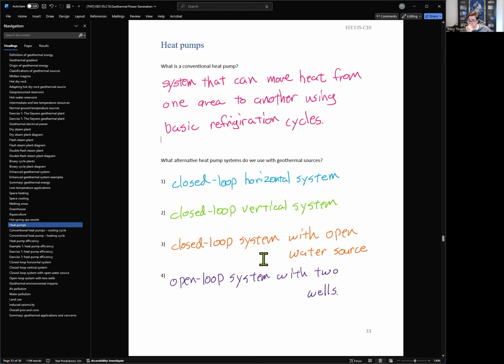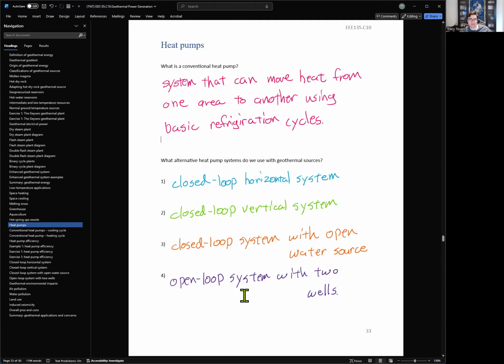Another thing you could do is have a closed loop system where the liquid in a geothermal heat pump goes to a lake nearby, and the lake will dissipate the heat for you. Because you have a large enough lake, the lake is going to stay at a cool temperature throughout the whole day. And then you could use that to balance out the temperature in your house.